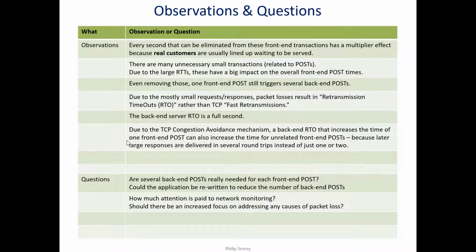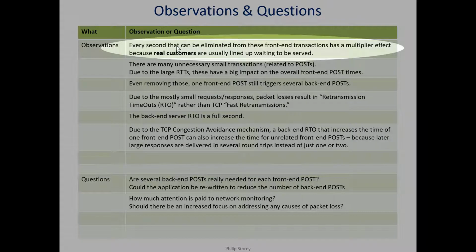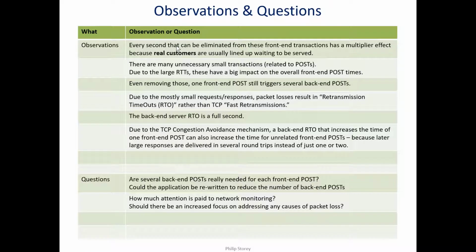So what were the observations and some questions that came out? Well, every second that we can eliminate from these front end transactions, because there's real customers waiting for these transactions to happen, every second that we can get rid of is a multiplier effect, because there could be 30 or 40 or 50 people in a queue waiting to be served.